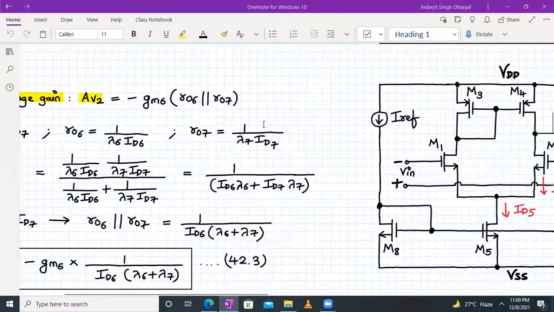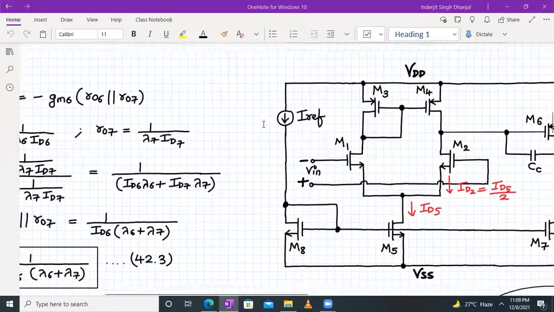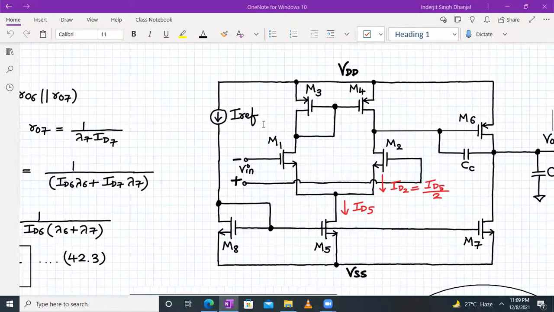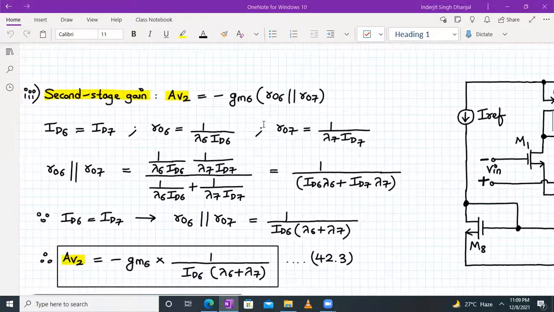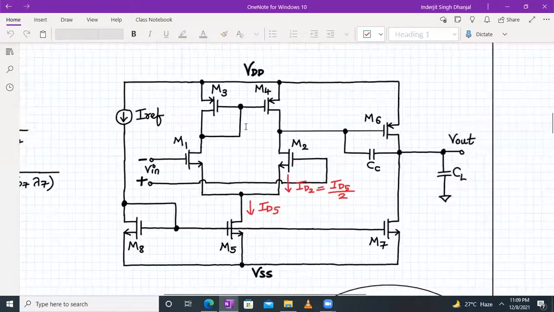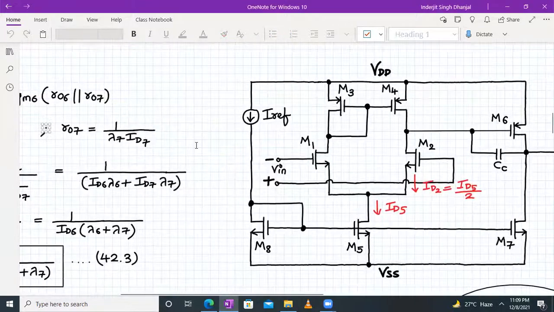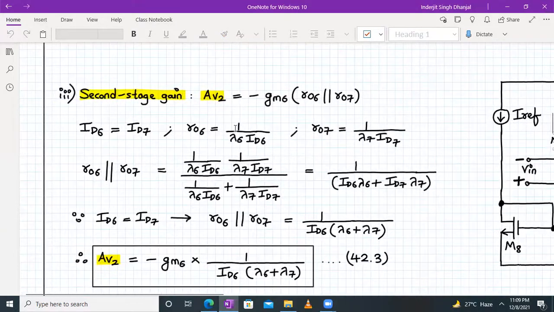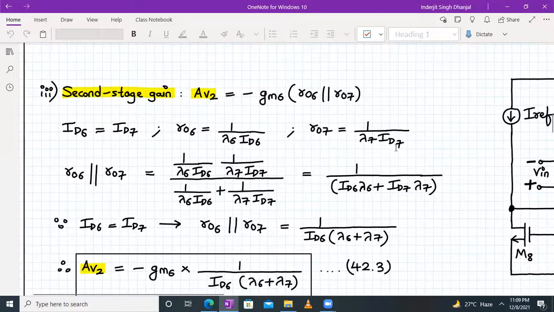Similarly, the gain of the second stage will be given by minus GM6 into RO6 parallel to RO7. Now ID6 and ID7 are the same, because as you can see, M6 and M7 transistors are connected in series, so the current flowing through them will be the same. RO6 is 1 upon lambda 6 ID6, and RO7 is 1 upon lambda 7 ID7.